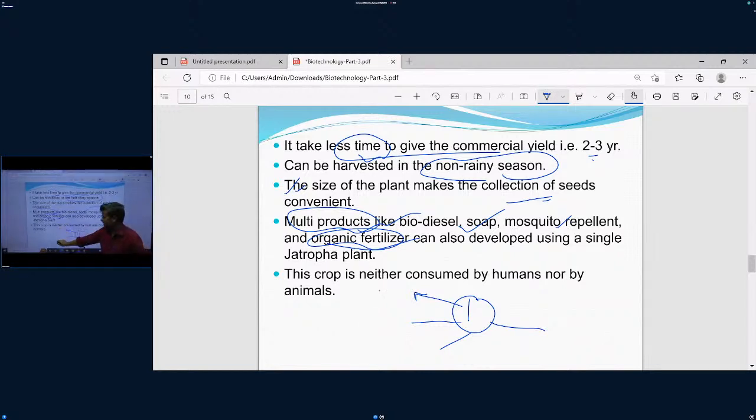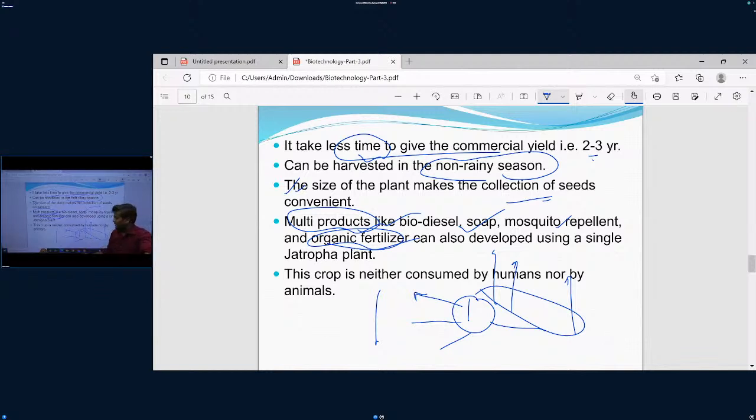Input is very less, output is very high. Even it is used for multiple purposes also. So now these types of crops are very effective for those farmers where they are facing this drought type of problem, where they don't have very fertile land.